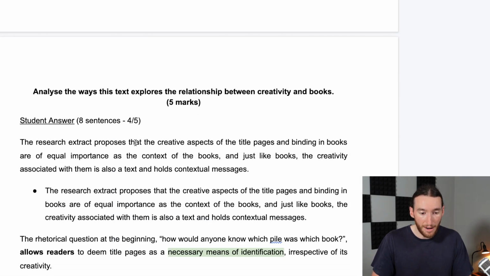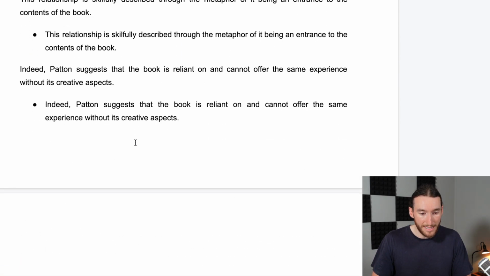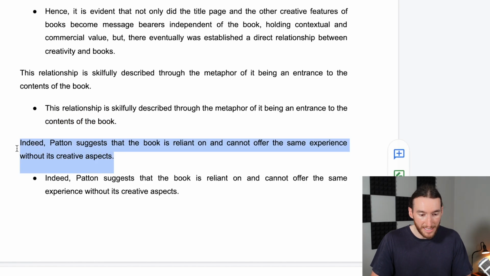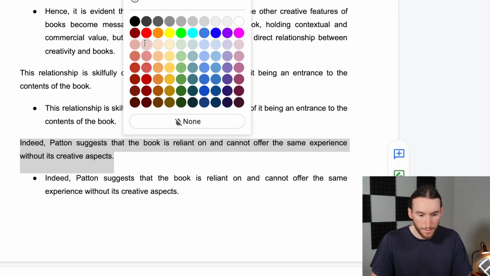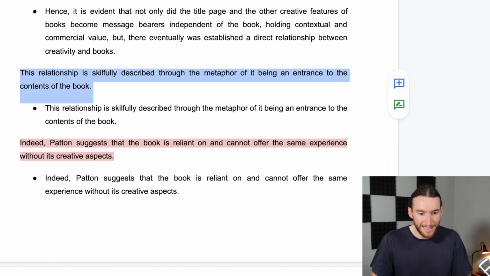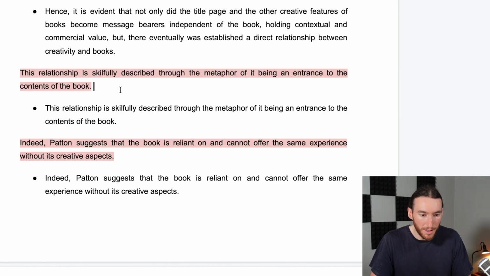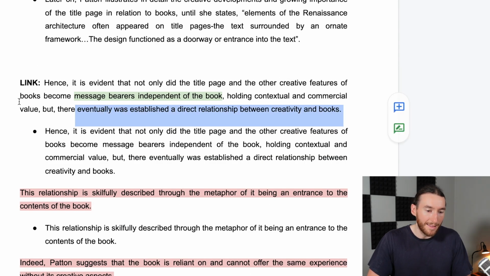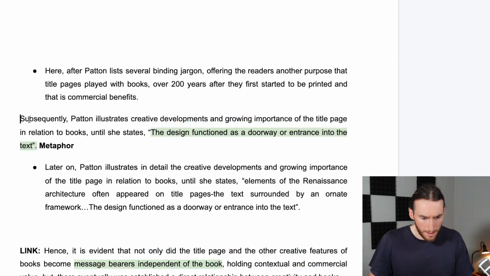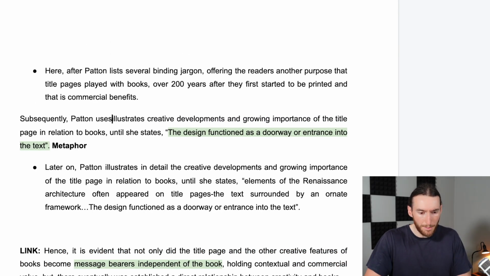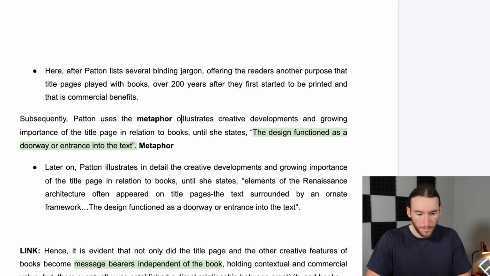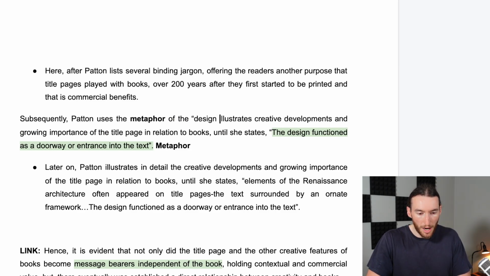So let's have a look at rectifying that last sentence there. So again, I would actually take out this. I would take out this because we're going to merge that. That's a point that should have been made earlier. This would be our link sentence to get me the point. Subsequently, Patton illustrates. See, I'm just going to show you guys a simple way of doing it. Subsequently, Patton uses the metaphor of the design.